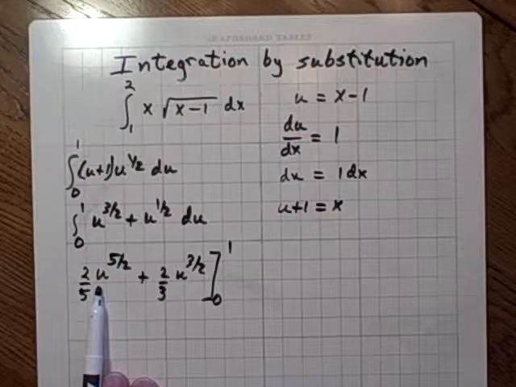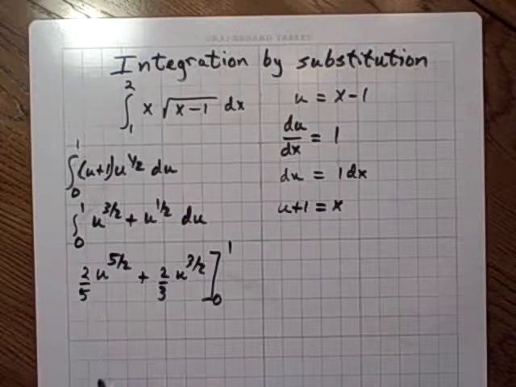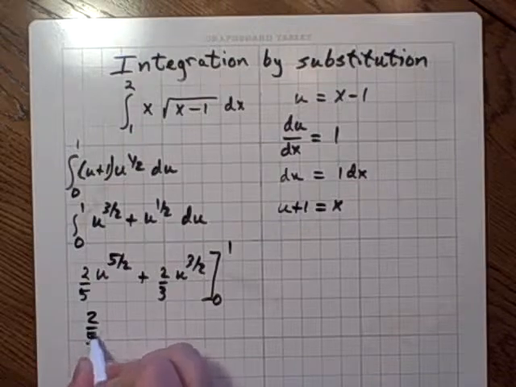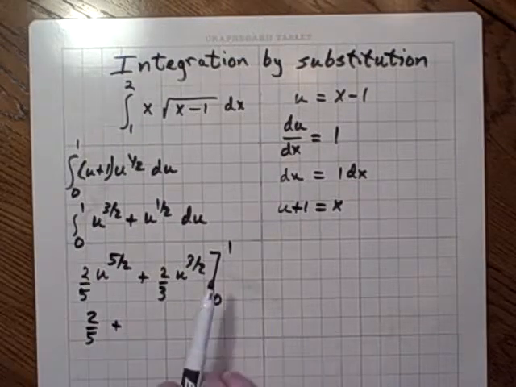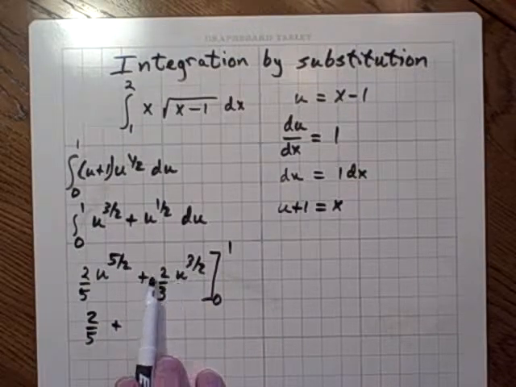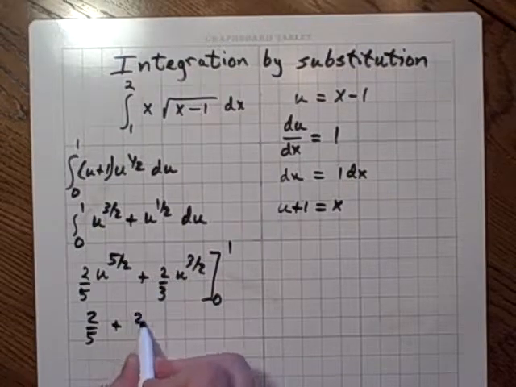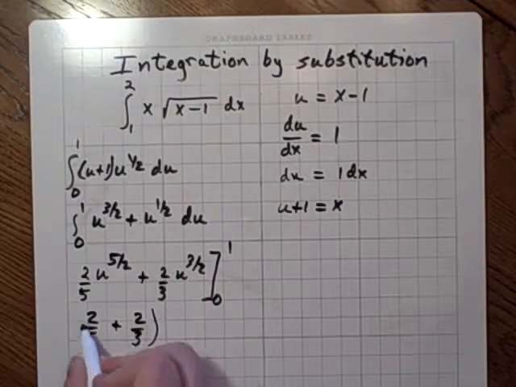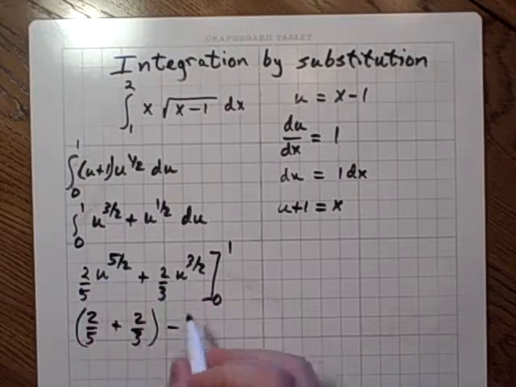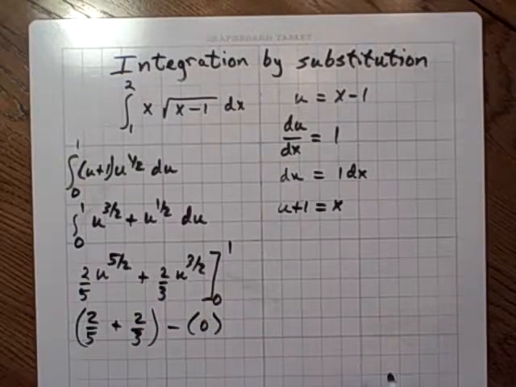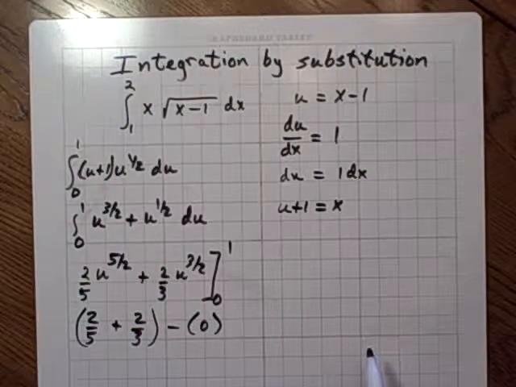If I put a 1 in place of u, it should be obvious that I get a 1. That will give me 2/5. If I substitute the 1 here, I will get 2/3. If I substitute the 0, I will get 0. We can continue to do the arithmetic.